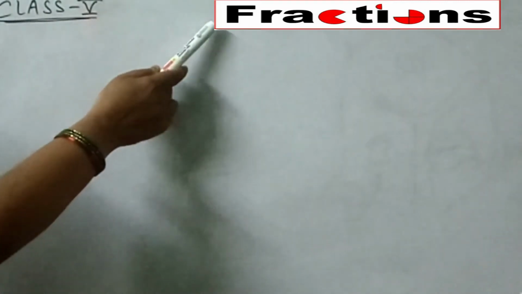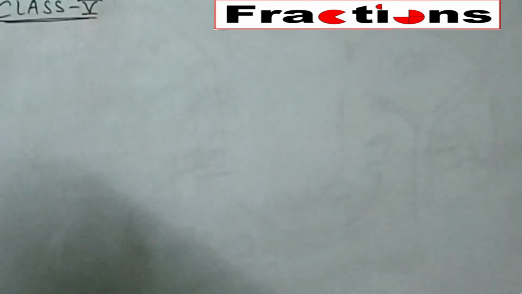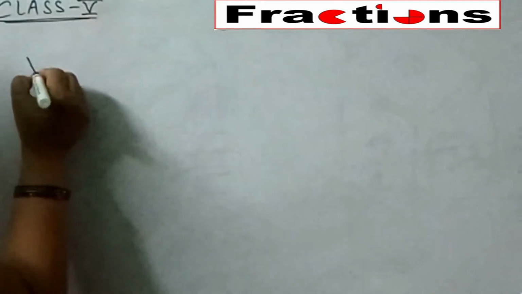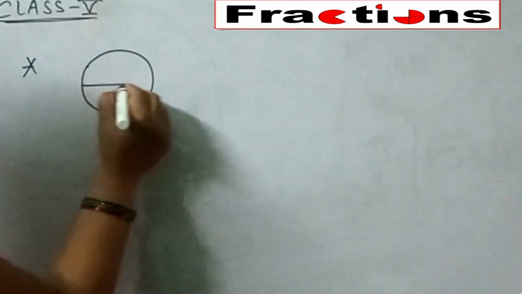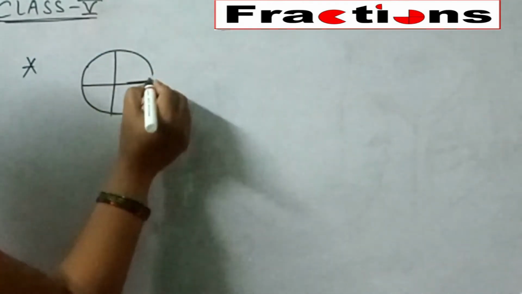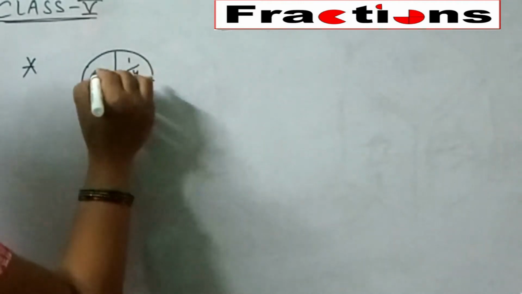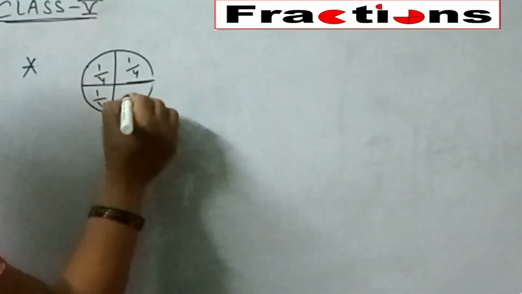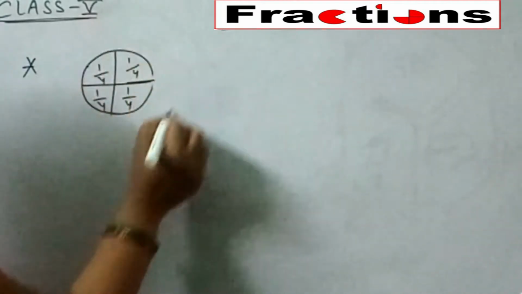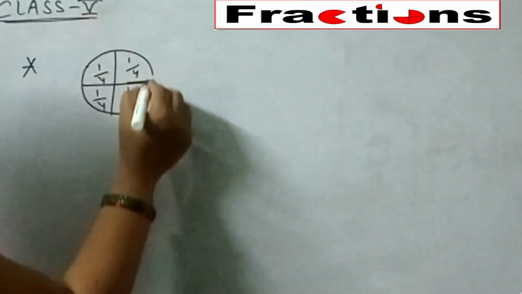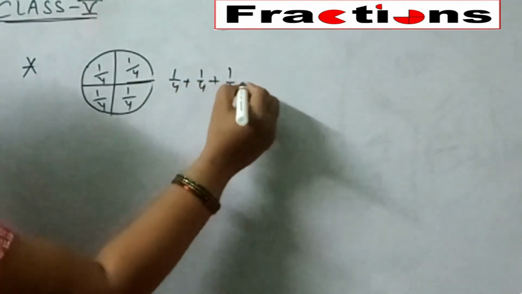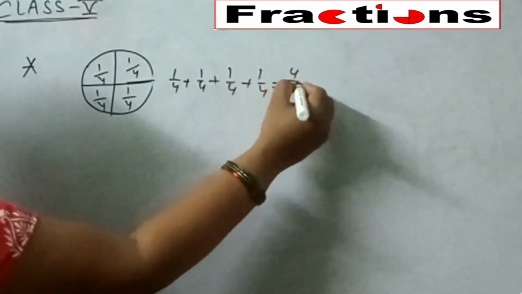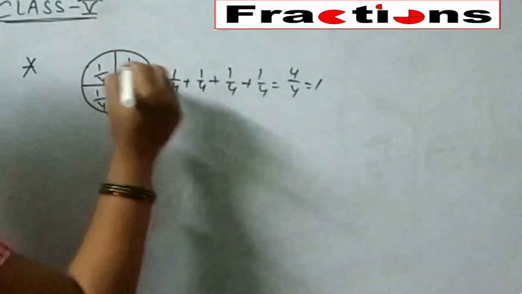Our topic is fraction. So students, what is a fraction? A fraction is a part of a whole. Suppose this is a circle, and if you divide it into 4 parts, then this part is 1 by 4, this part is 1 by 4, this part is 1 by 4, and this part is 1 by 4. When you add 1 by 4 plus 1 by 4 plus 1 by 4 plus 1 by 4, that will be 4 by 4, that is 1, meaning one complete whole.